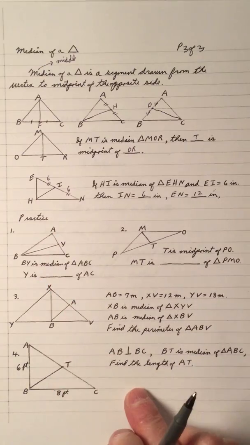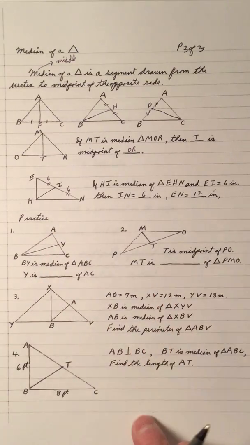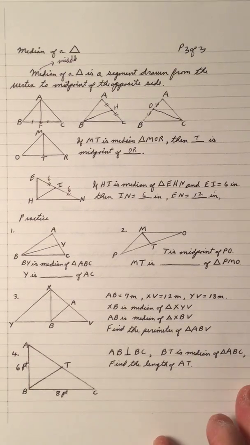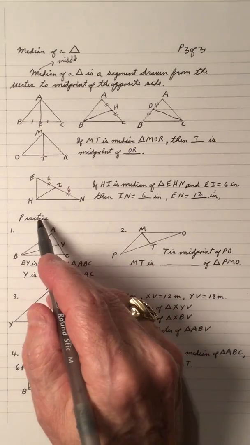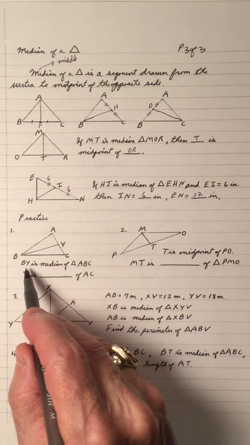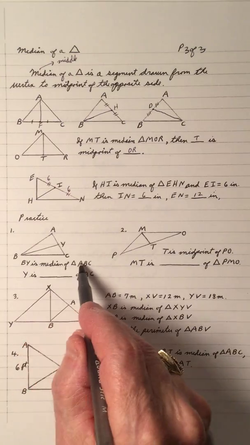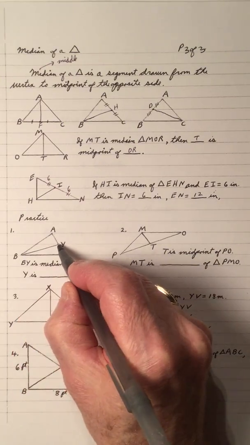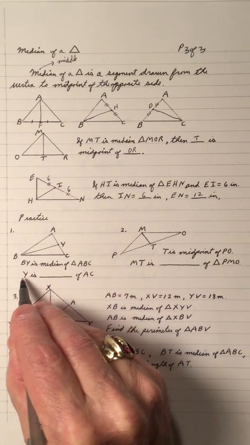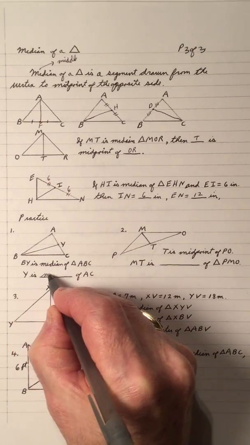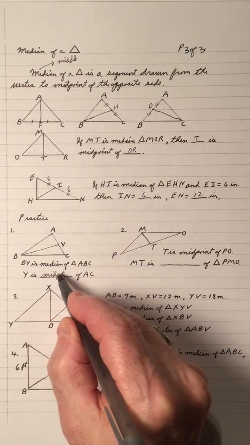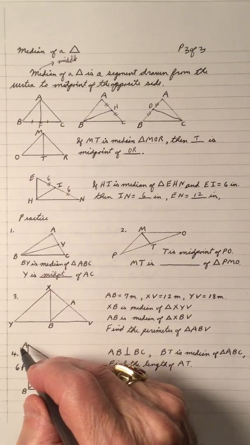So pause your video, work all these out, and when you get them done, play it back to see if you're right. Here we go. Practice. BY is a median of triangle ABC. So that's a median, so that's a midpoint. So Y is the midpoint of AC.